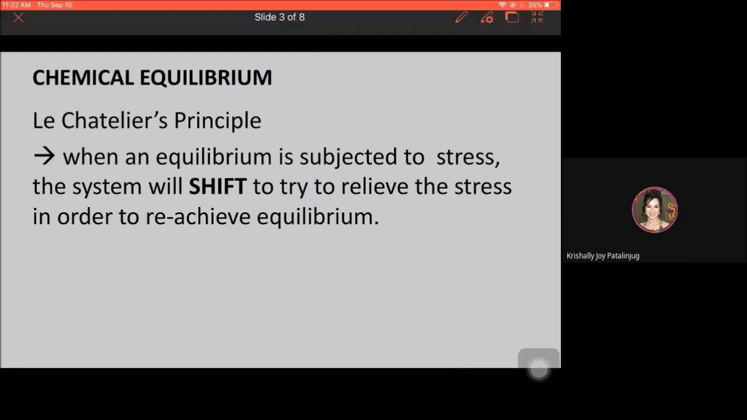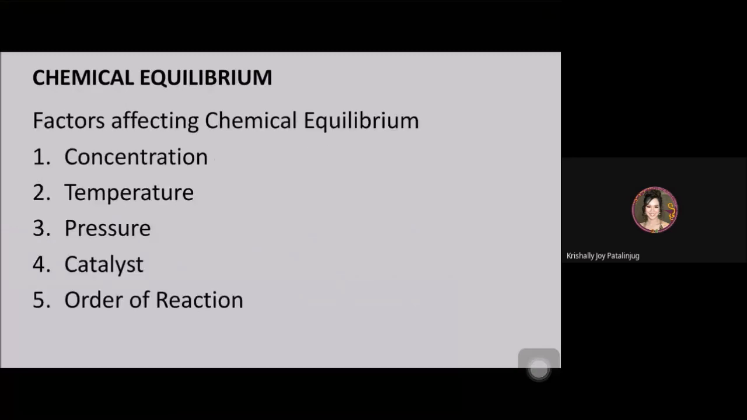So, ano yung mga example? Example ng mga stress that we could put on a system at equilibrium. So, there are different stress, disturbances na pwede nating i-place on a system at equilibrium, pero yun na nga, with Le Chatelier's, kaya niya pa rin ma-relieve yung stress. Okay? Kaya niyang mag-shift para ma-relieve yung stress, para ma-restore back yung equilibrium state niya. So, ito yung mga example ng stress that we could put on a system. Okay? So, example, the concentration, temperature, pressure, catalyst, and the order of reaction.